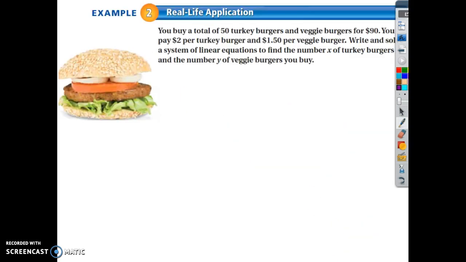Lastly, we're going to take a moment to just set up example 2. I'll let you solve this one on your own, but I do want to walk through the process of setting this up. You buy a total of 50 turkey burgers and veggie burgers for $90. You pay $2 per turkey burger and $1.50 per veggie burger. Write and solve a system of linear equations to find the number x of turkey burgers and the number y of veggie burgers you buy.